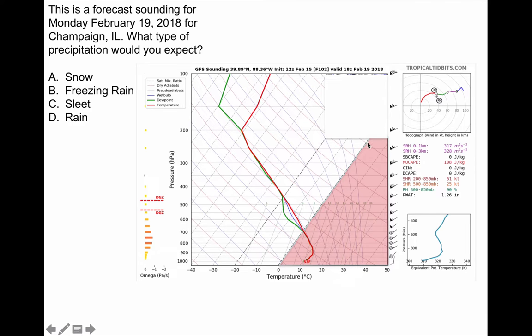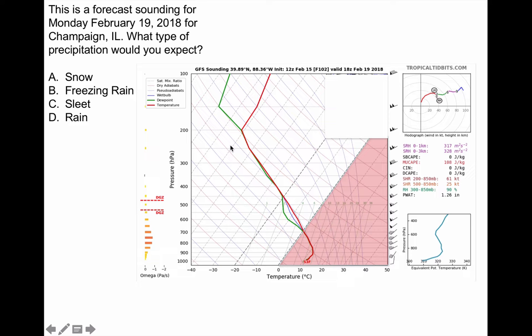Everywhere that I've shaded in this kind of pinkish color, this see-through red, that's where, on this diagram, the temperatures are above freezing. So here we're looking at the temperature line, you can see it right here, and the dew point temperature line, which are touching one another throughout most of the sounding, except for right in through here. They separate again at the top. Now here's my question. It's Monday, February 19th, and you see this sounding in the forecast. What type of precipitation would you expect in Champaign?